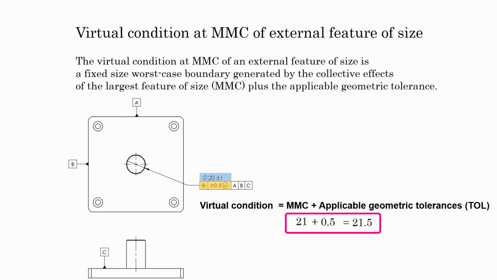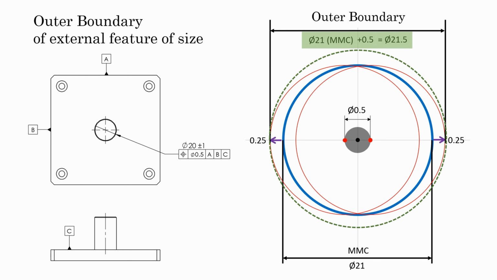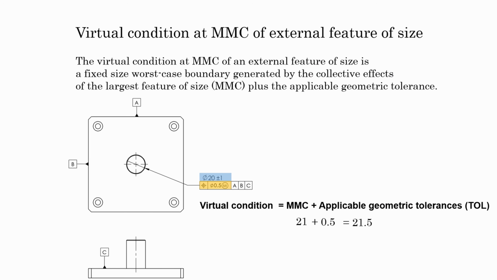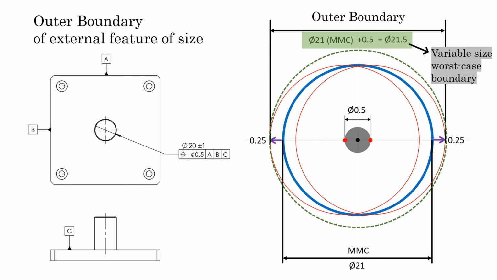Now you might be wondering, this seems the same as the outer boundary of an external feature of size. So what's the difference? The main difference is that the virtual condition boundary is a fixed worst case boundary, while the outer boundary is a variable boundary. Confusing, isn't it? So let's understand this practically.